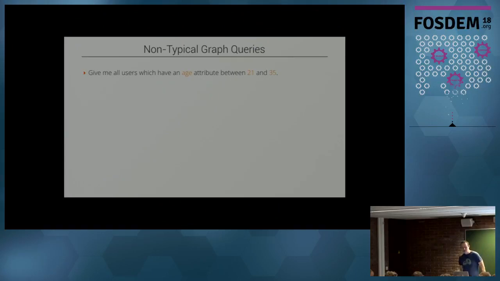What are non-typical graph queries? Those are queries where graph databases typically don't perform well because they're not optimized for them. Graph databases are really optimized for those queries that go alongside the edges, like friends matching or pattern matching and so on. Graph databases typically don't perform so well if you are only querying across attributes. So not across the relations, but for the attributes. So give me all the users which have an age attribute between 21 and 33.